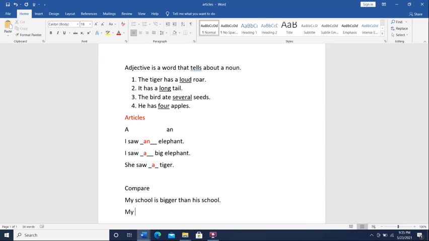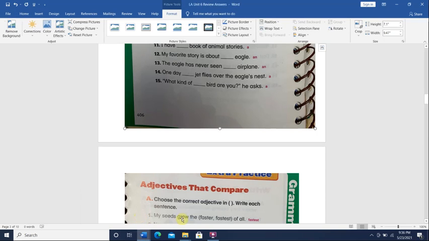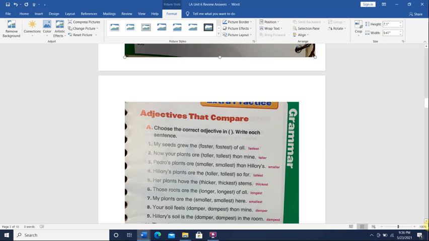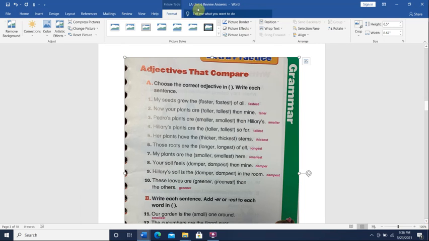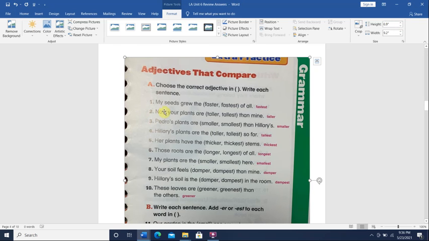I can say, my school is the biggest school in Port Said. So am I comparing two schools? No, I'm comparing my school to all the other schools. So what did I do to the adjective? I added EST. Okay, and that's what we'll be doing on page 405. It says choose the correct adjective for each sentence.